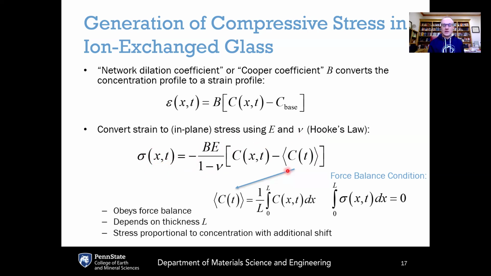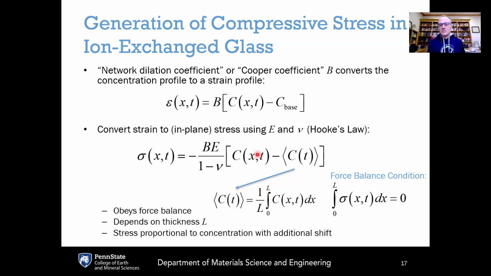Now, one thing that you'll notice here with this concentration is that this is the concentration minus the average concentration, where this average concentration is simply whatever the average concentration is averaged through the thickness of the glass. So if you take this concentration and average it from 0 to L, so averaging across the thickness, that's what gives you the average concentration.